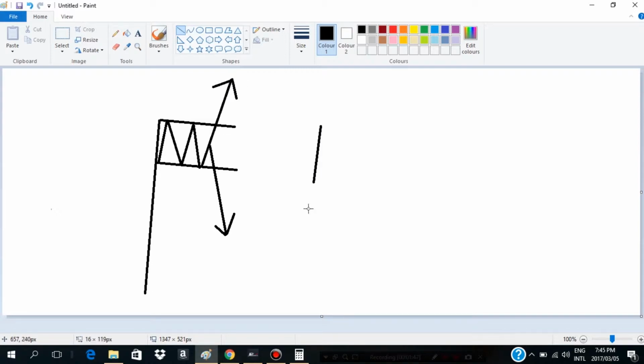So what happens with the pennant is price then consolidates. It goes up and down after a very sharp move up or down, and then it basically consolidates into a triangular figure. And once again, it can either break up or down. Either way works.